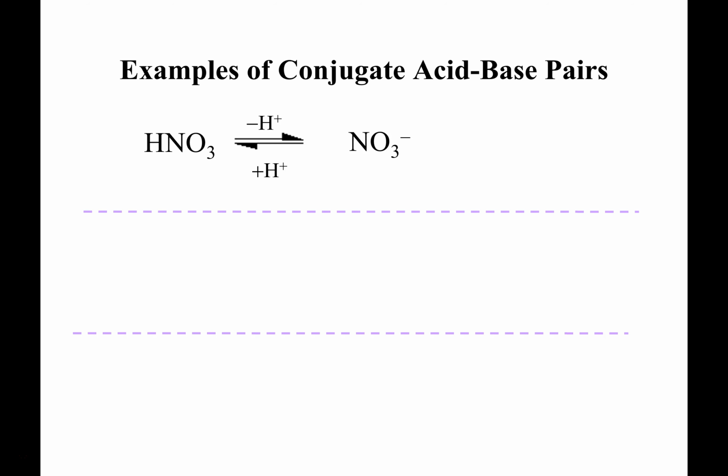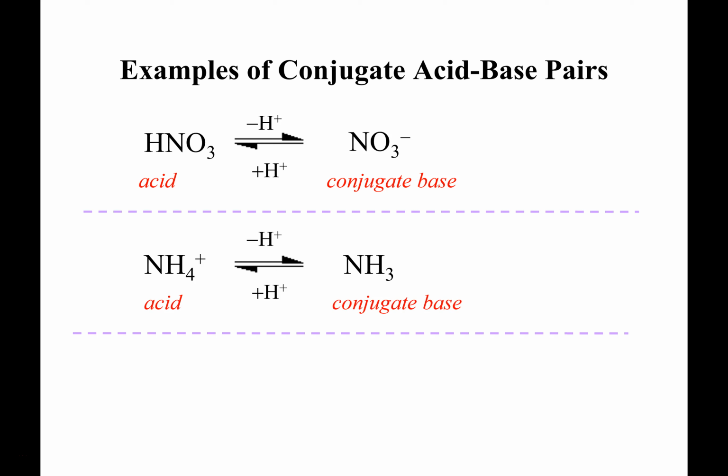HNO3 is kind of a weird one to be showing, because the other one's kind of weird too. It's a strong acid, so I don't know why we have an equilibrium arrow there. I'm just going to go with it. This would be the acid on the left and its conjugate base on the right. Ammonium, NH4 plus, is actually a weak acid, and its conjugate base would be ammonia. One of my least favorite things in chemistry, ammonium.